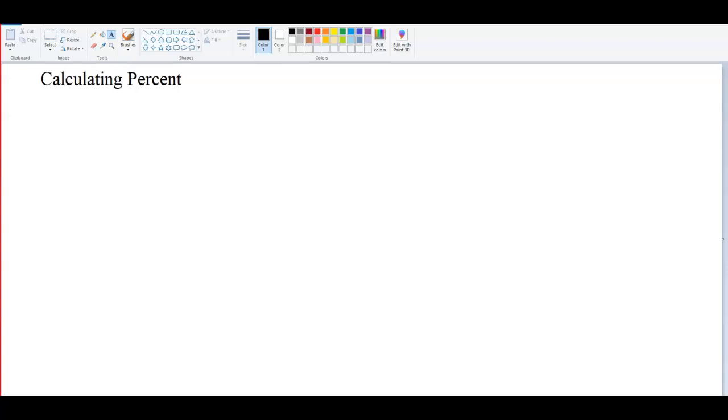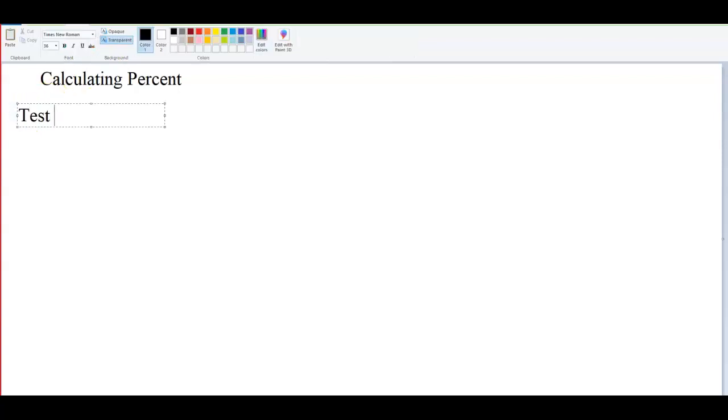Now, let me give you an example. Let's say you have a test, and the test has about 13 questions. Now, if you get 13 questions correct, how much percentage is that? 100. Perfect. That's 100 because you got all questions correct. Now, let's say you have 9 questions correct, how much percent is that?